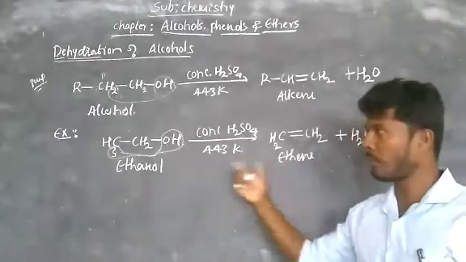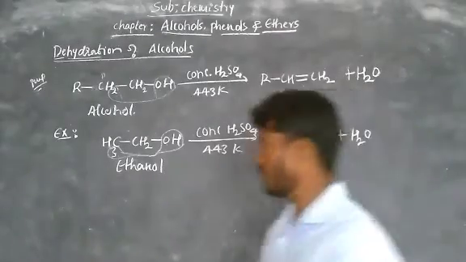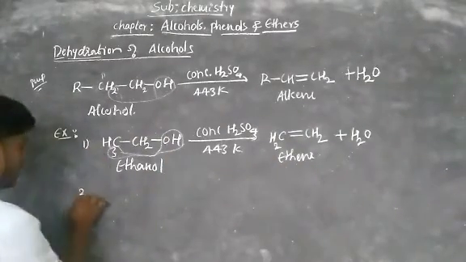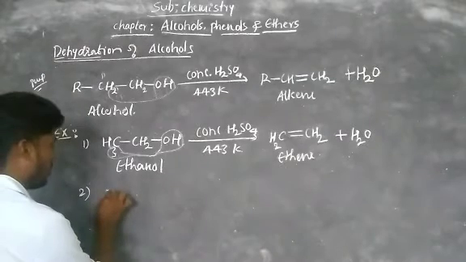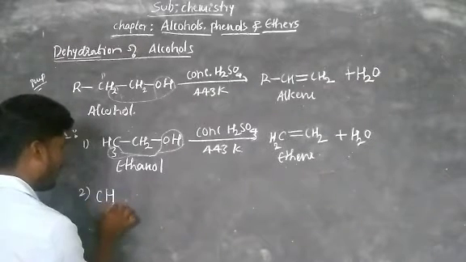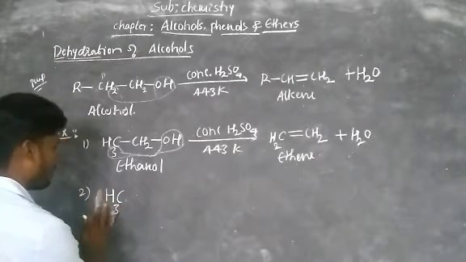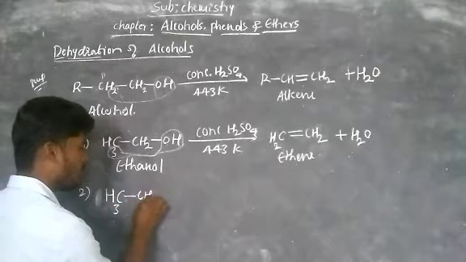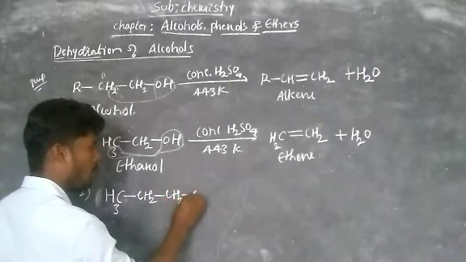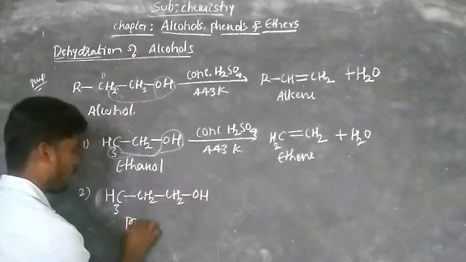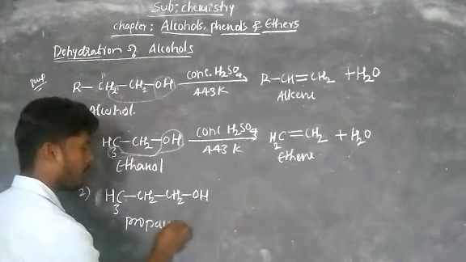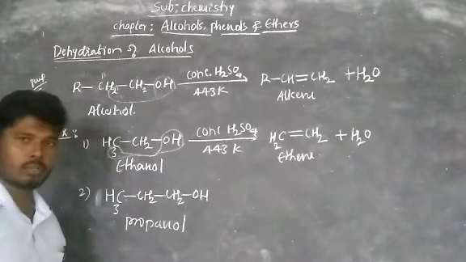So then you have to write this reaction. Now second example, see, take propanol. That is propanol is nothing but CH3-CH2-CH2-OH. This is what? Propanol. How many carbons are there? 1, 2, 3. So that is propanol.